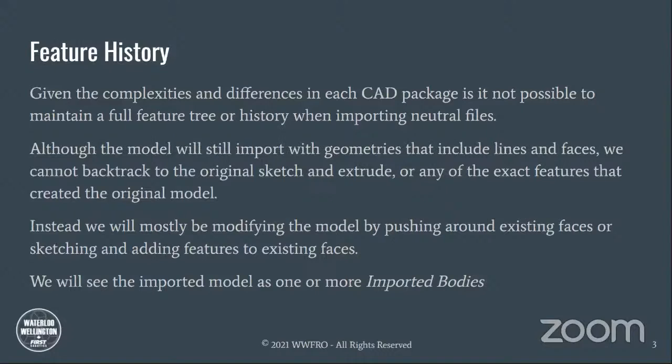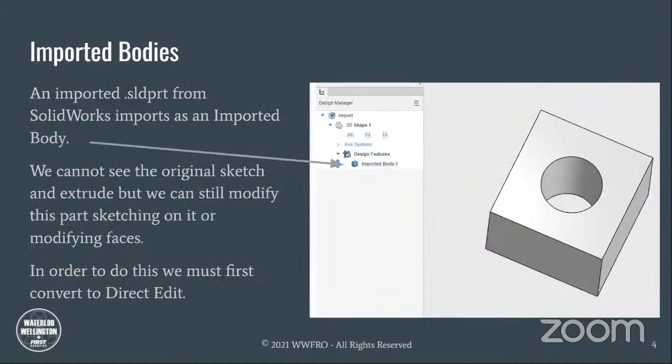But what we have instead is a new toolbox. We can take every little feature on it, it becomes a face, and we can start pushing and modifying faces, or you can even sketch on those faces too. And it'll reference itself as an imported body. So instead of having a part with cuts and extrudes, you just see one imported body, and we'll have to work with that instead.